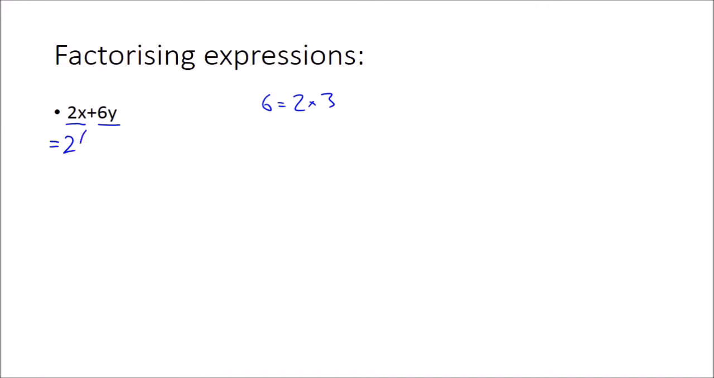So we take out that factor, and then in brackets we leave everything that's left behind if we were to divide this expression by 2. So 2x divided by 2, all we're left with is x, and then 6y divided by 2, all we're left with is 3y. Now we can check that we've done the right thing here by expanding, which we've just spent a whole lot of time doing. So if I was to expand back the other way, 2 times x is 2x, 2 times 3y is 6y.